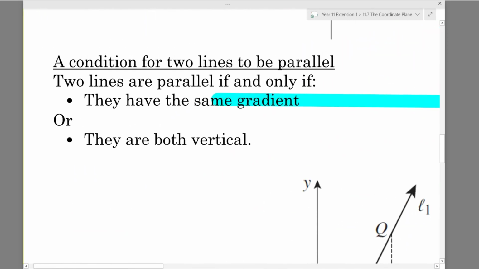Anyway, two lines are parallel if and only if they have the same gradient, or they are both vertical. So they are parallel if they have the same gradient. If they have the same gradient, they are parallel. We explicitly say "both vertical" because we don't define the gradient on a vertical line, only on a sideways one or a diagonal of some description.